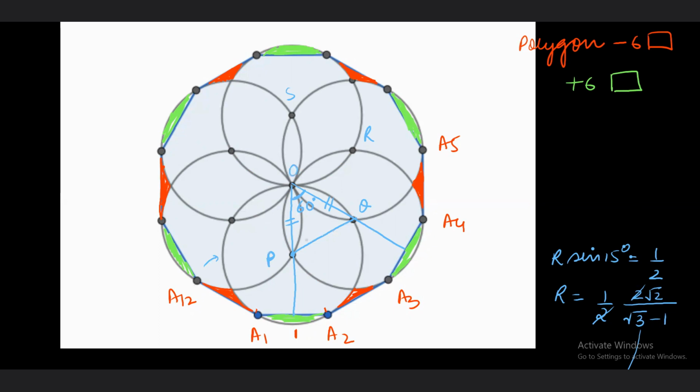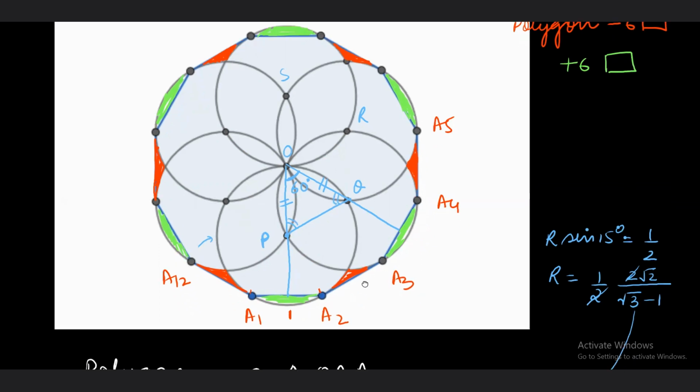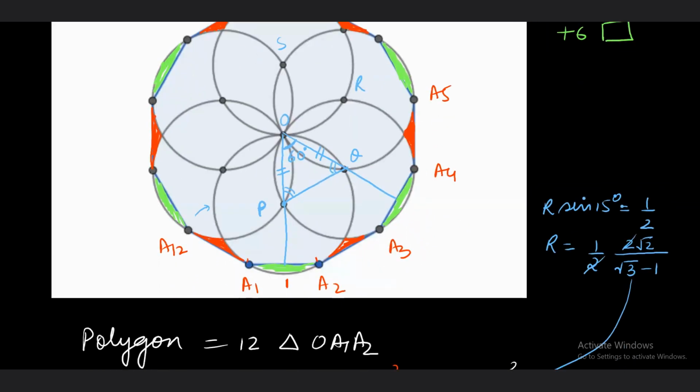Since OP is equal to OQ, I can say that this triangle is becoming an equilateral triangle, right? This triangle is an equilateral triangle. But now my question is, what is OP? What actually is the radius of the circle which we have traced through O, A1, A2? I need to get the radius of the circle. How can you find the radius of this circle? Again, it's very simple.